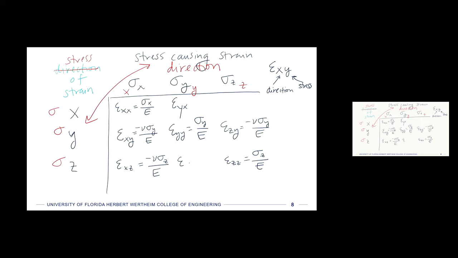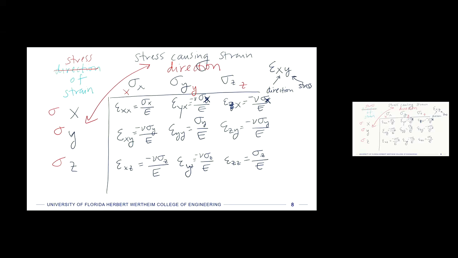So we can fill this in. So let's see, epsilon yz minus nu sigma z over E. So now it follows the convention correctly. Okay, sigma y minus nu sigma x divided by E, and epsilon zx minus nu sigma z over sigma x divided by E. Okay, goodness sakes. All right, I apologize for the messiness on this.